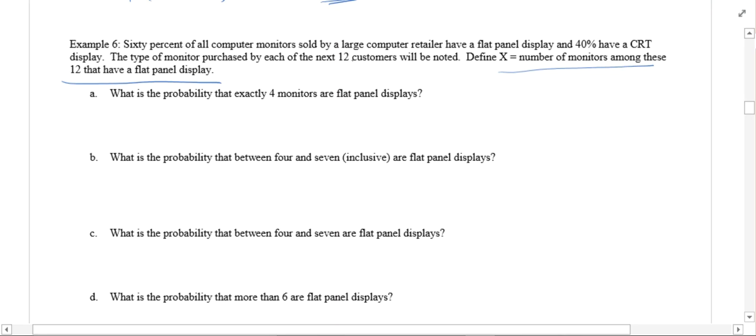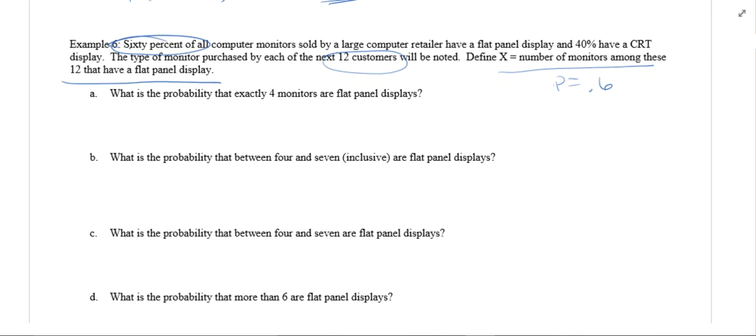So we have our N is 12. We're looking at 12 people. What's the probability that they have a flat panel display? Careful, they said 40% have the CRT. So our probability of success is not the CRT, it's the opposite. So 0.6. Oh, and they gave that to us up here. 60% have the flat panel.